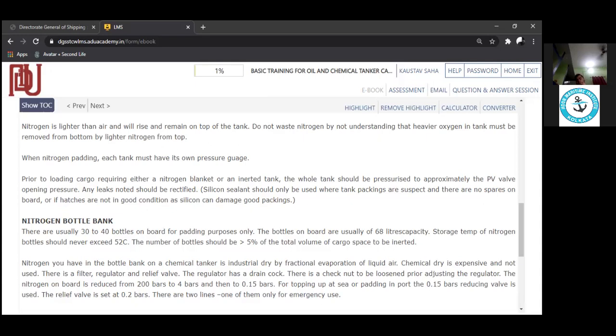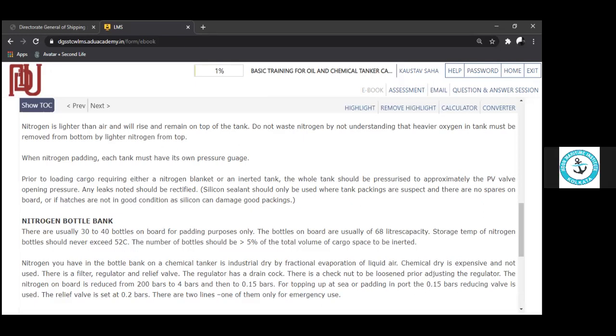the charterer wants purer nitrogen, and the cargo is more pure and expensive, we will use nitrogen bottles. There is a store like the CO2 room. We put nitrogen bottles like CO2 bottles. In the bottle, nitrogen is industrially produced by fractional distillation of liquid air. There are different nitrogens which are chemically dried and very expensive, generally not used.